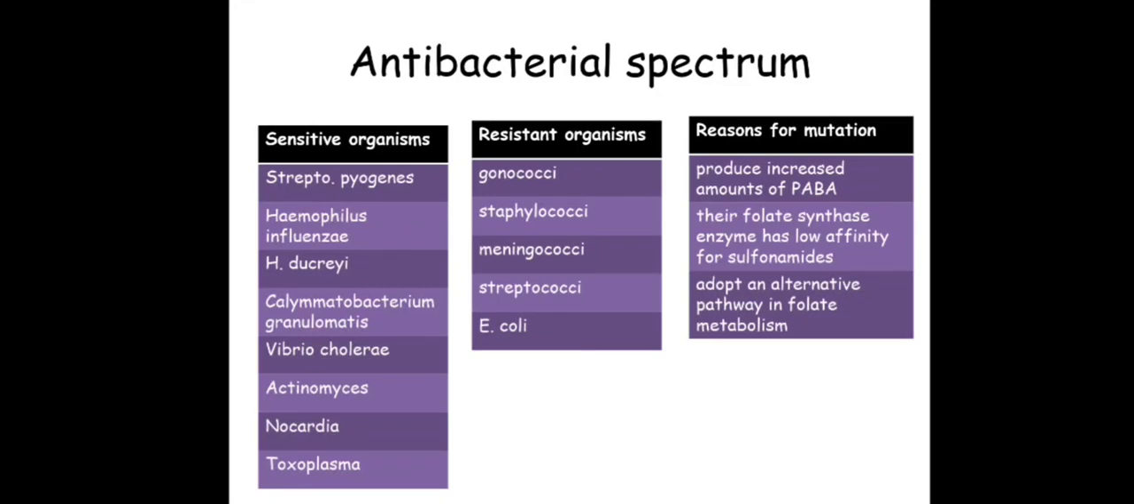And the third reason for the resistance development is they might have adopted an alternative pathway in folate metabolism. Maybe those organisms are using another kind of enzyme for synthesizing folic acid. Next, we shall check out the uses of sulfonamide.